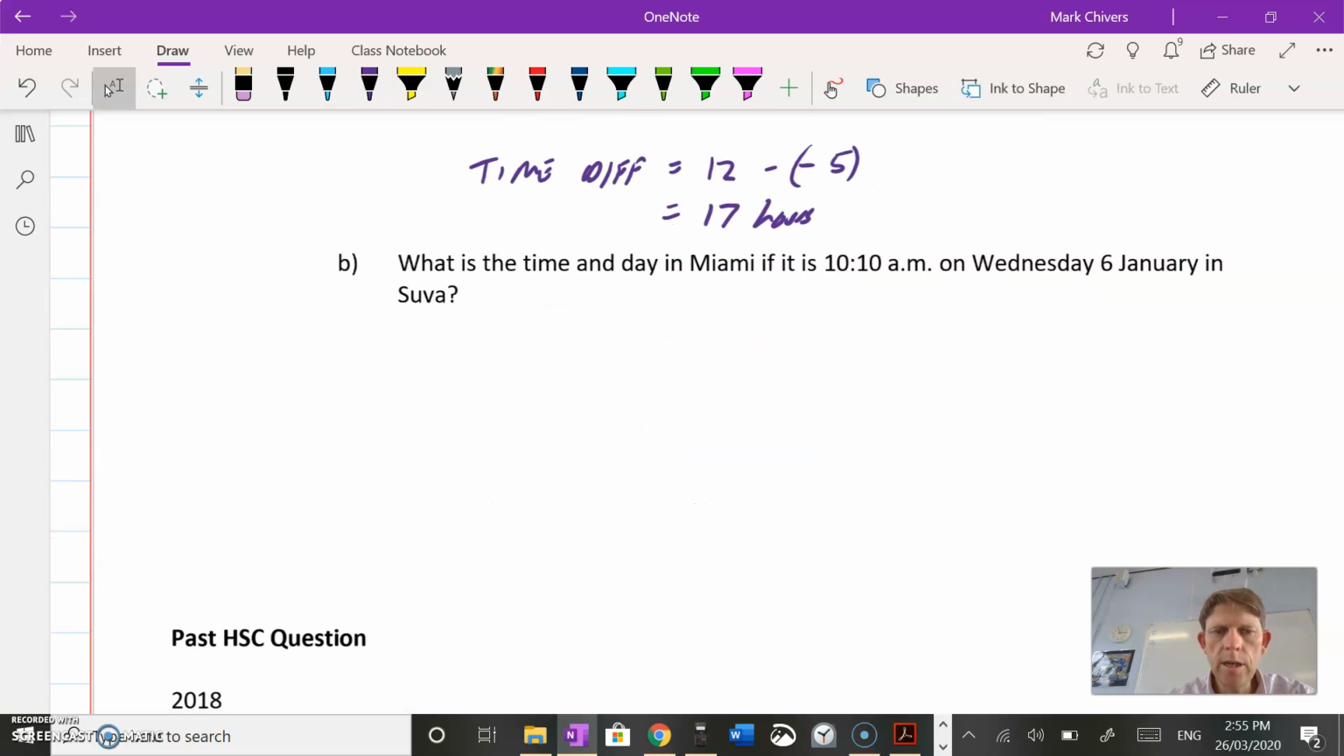So the next question is, what time and day is it in Miami if it's 10:10 on Wednesday the 6th of January in Suva? So what we've essentially got is 10:10 a.m., which we can display in 24-hour time exactly the same way, 10:10.